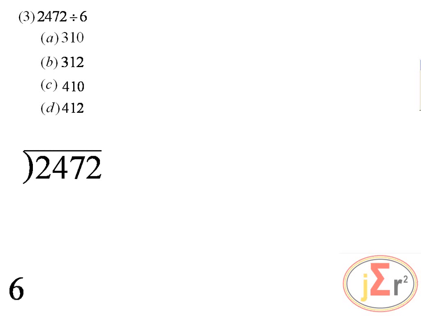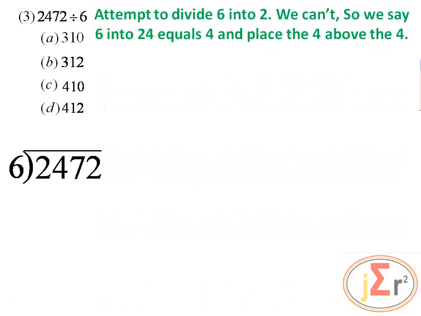We'll set it up like normal. Attempt to divide 6 into 2. We can't. So we may say 6 into 24 equals 4 times, as before. And place the 4 above the 4. So we say then what? 6 fours, 24. That's what we will do.